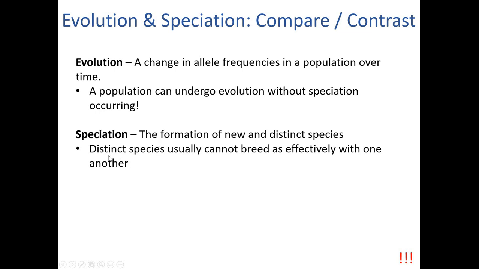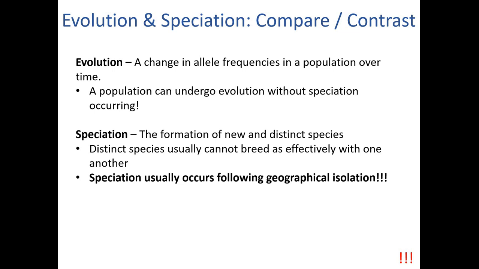when we think about two distinct species, usually distinct species cannot breed as effectively with one another as individuals within their own species. A way to think about that is, while humans and chimpanzees are pretty closely related, we could never interbreed, right? So speciation often creates two different populations that cannot interbreed with each other. That's not always the case, but it's generally the case. And speciation usually occurs following geographical isolation. So this is really important to think about. One of the things that can create enough separation between two populations to allow them to evolve into different species is a geographical barrier of some sort.